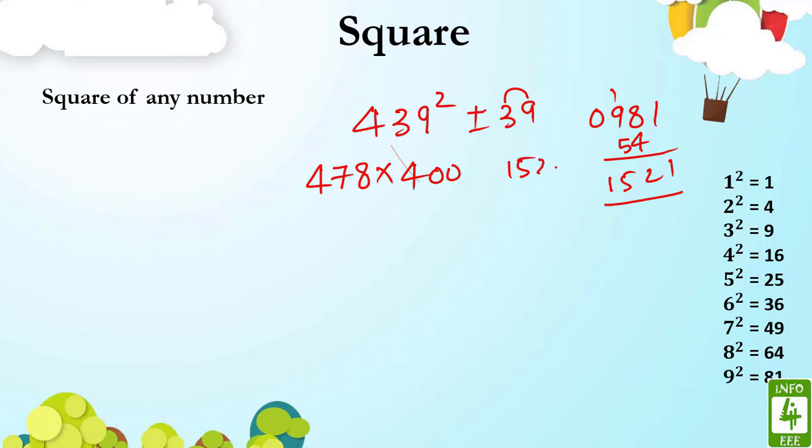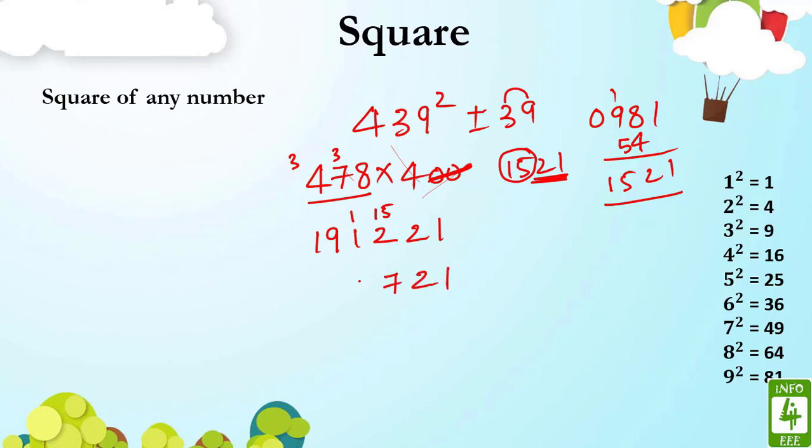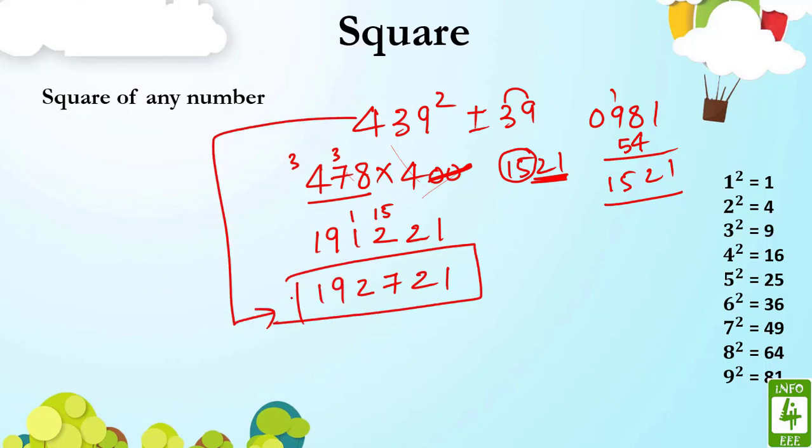1521. Here you can see two zeros, so two digits will come at the last, and this 15 will go as a carry. Now you just need to multiply 4 with this number, so it will become 2328, 3116, 19, right? And this 15 becomes the carry, and at last you just need to add 21 from here. So just solve it. It will become 2, 1, 17, 7, 1 again carry, 1 plus 1 is 2, 1, 9. This will be the square of 439.